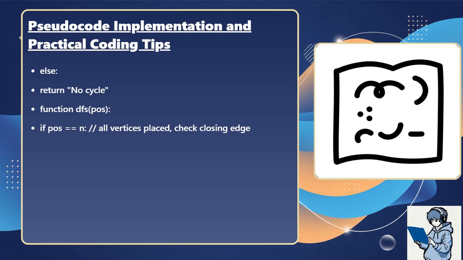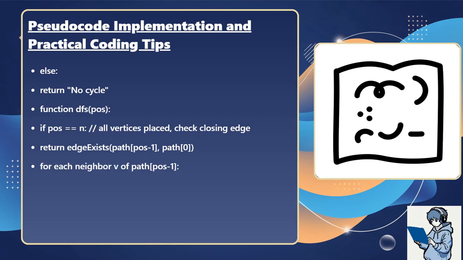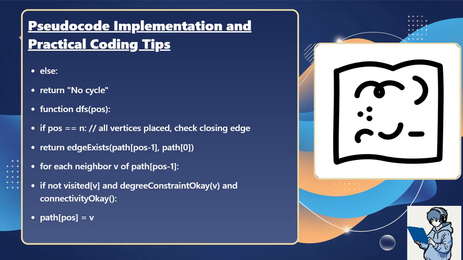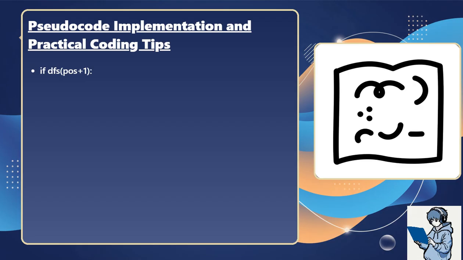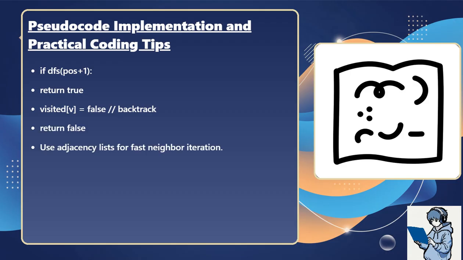If pos equals n, all vertices placed, check closing edge. Return whether edge exists between path[pos-1] and path[0]. For each neighbor v of path[pos-1]: if not visited[v] and degree constraint OK(v) and connectivity OK, path[pos] equals v, visited[v] equals true. If DFS(pos+1) then return true. Visited[v] equals false, backtrack. Return false.